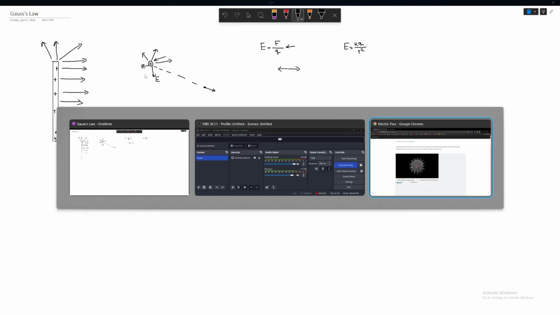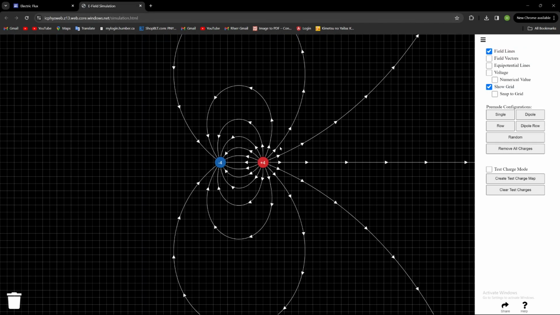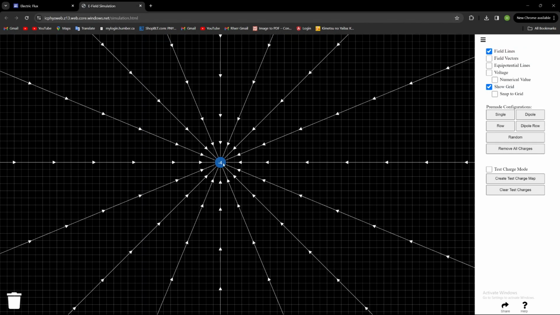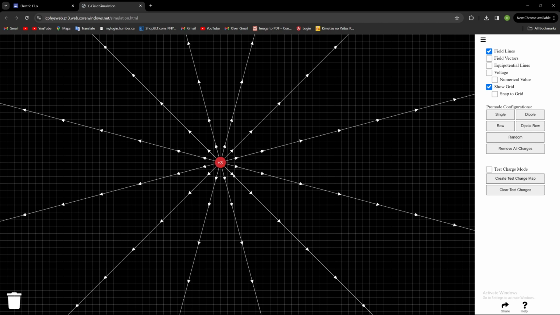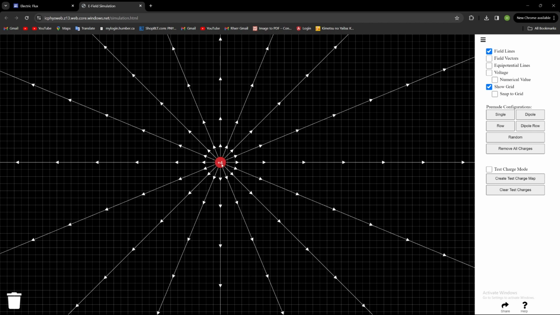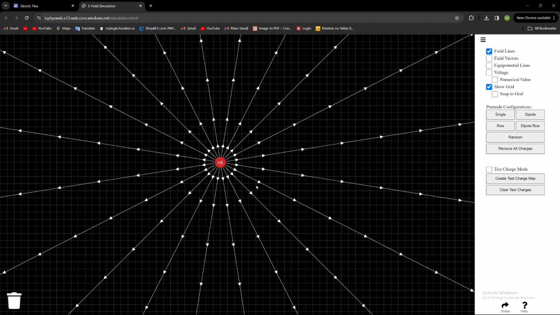And so now if we look at this simulation right here, if I get rid of this, you see this is, let's make it neutral. There's no electric field anywhere. But if I give it just one charge, you can see these electric field lines start appearing. And there's only 4 of them. And as the magnitude increases, the amount of lines increases. Okay, so it's directly correlated.